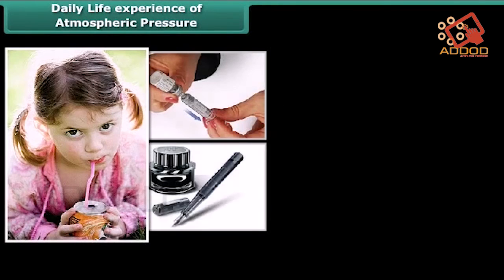Daily life experience of atmospheric pressure. In our day-to-day activities, we experience various instances of atmospheric pressure. Some common examples are sipping cold drink through a straw, dipping the nozzle of the syringe in the liquid, or filling of ink in fountain pens.